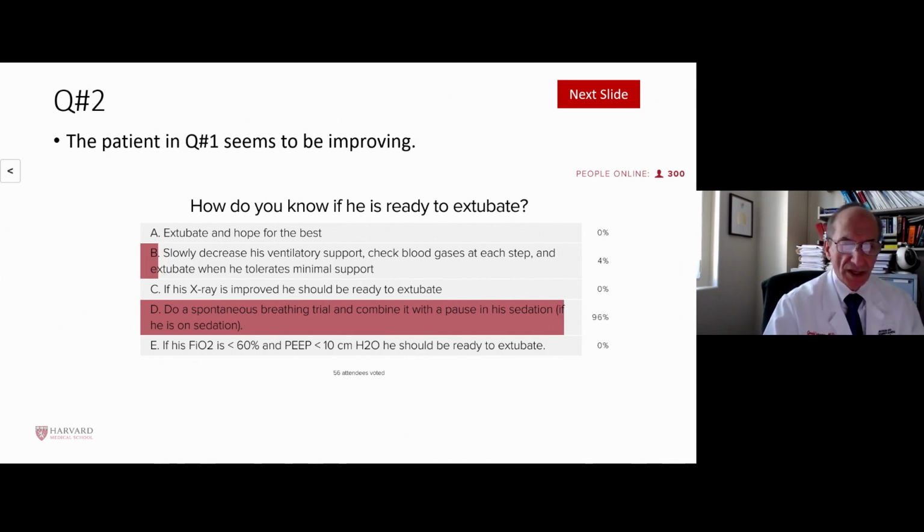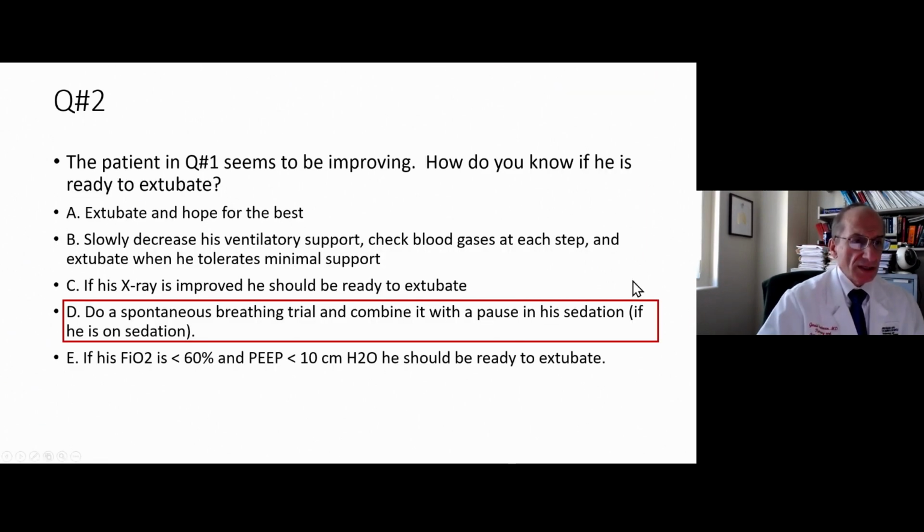All right, that's fantastic. I would agree, and I'm glad everybody is thinking the same thing. So extubating and hoping for the best, I think, obviously, is probably not a good plan. But choice B is really what we used to do, but we've learned the hard way a long time ago that it delays patients who are ready to extubate sooner.